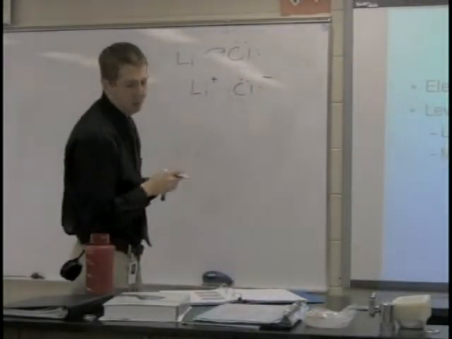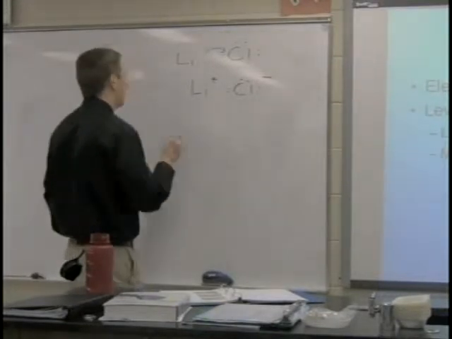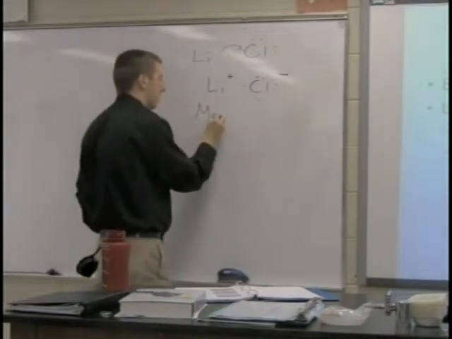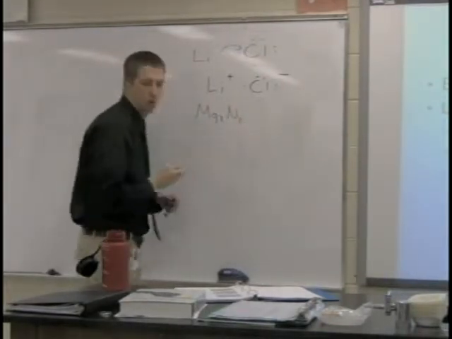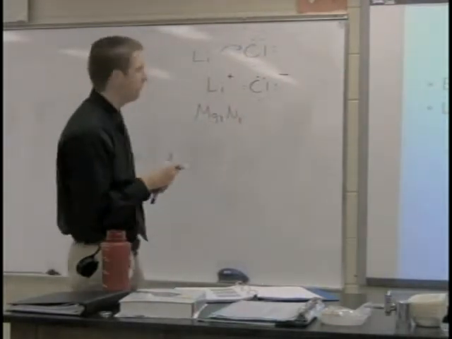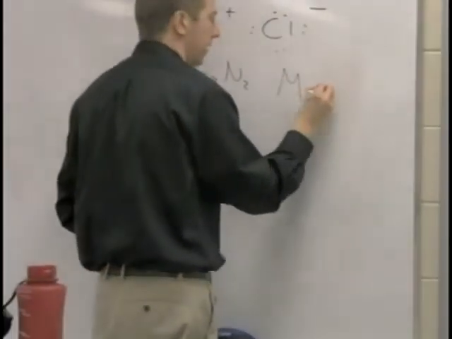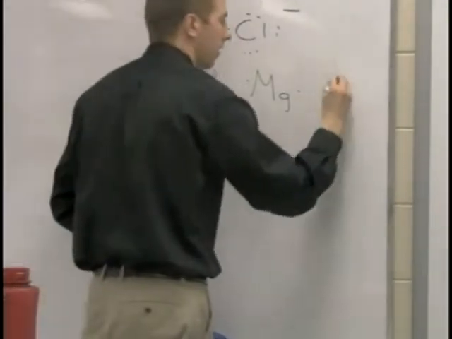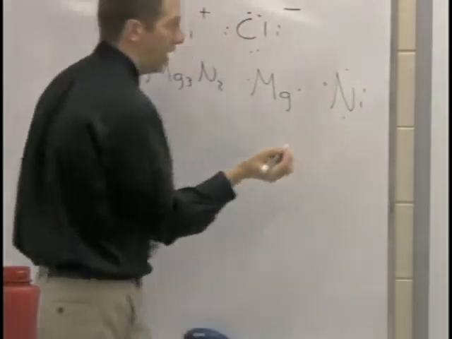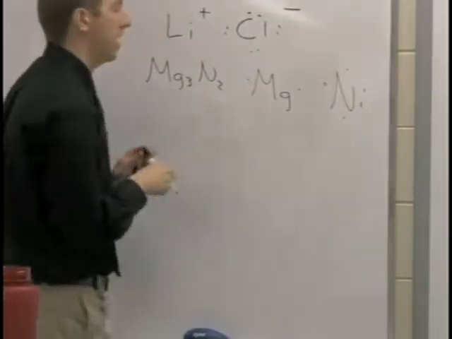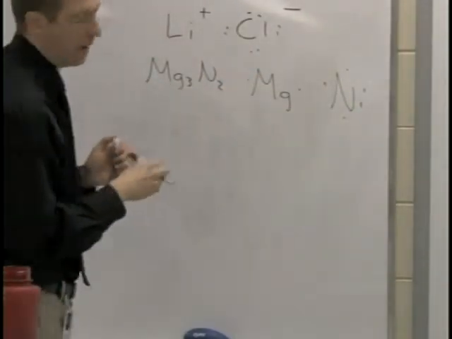The second example I gave you was magnesium nitride, which first off, know the formula of these things. Magnesium nitride is Mg3N2, which means I have 3 magnesiums and 2 nitrogens. I'm just going to show you what one of each would look like. Magnesium would have 2 electrons. Nitrogen would have 5. What's basically going to happen is all the magnesiums are going to give their electrons to the nitrogen.